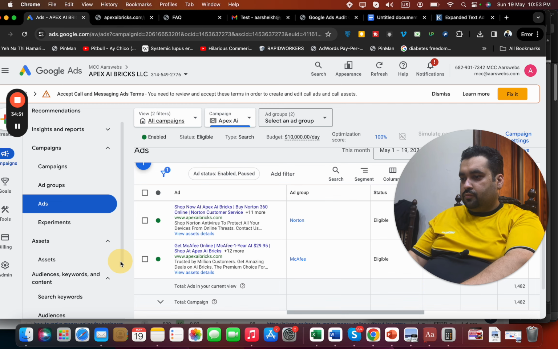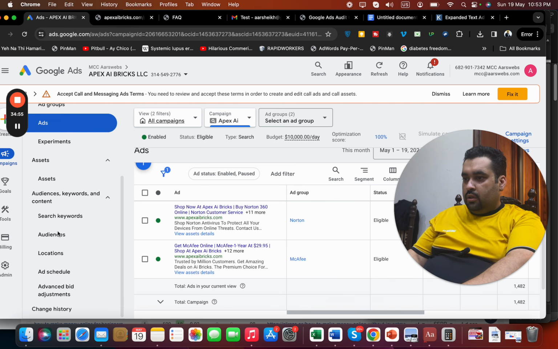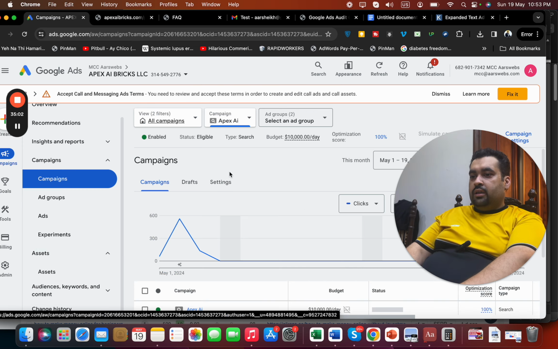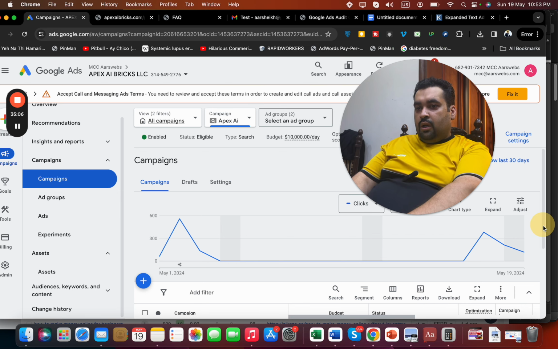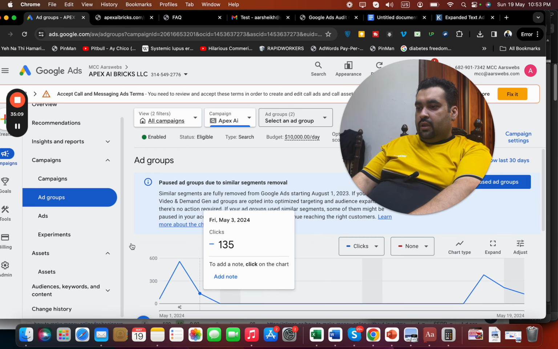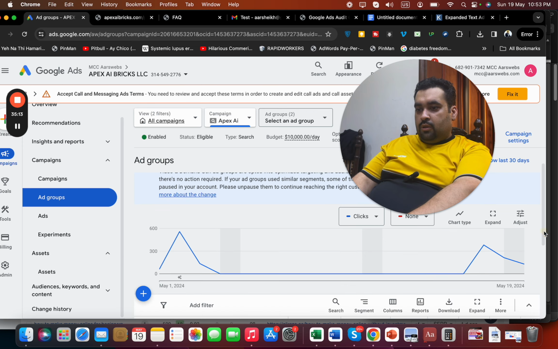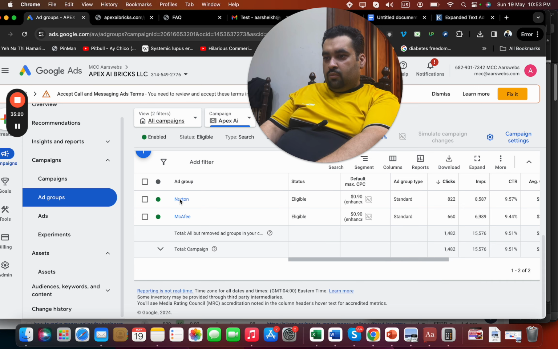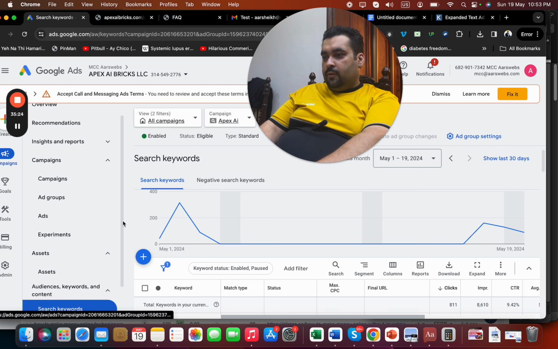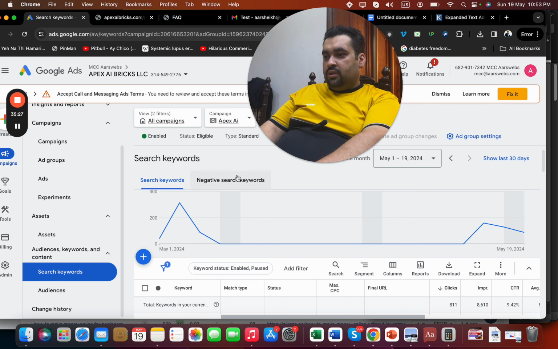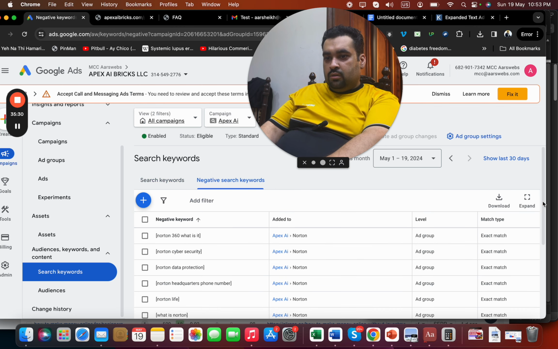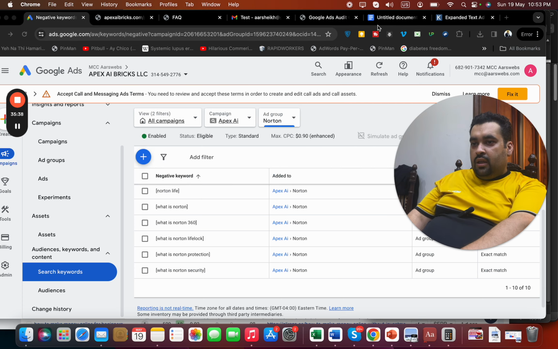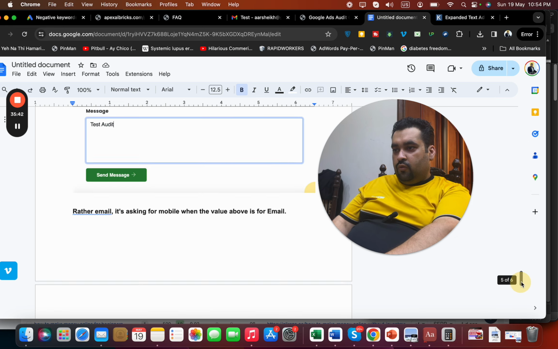Okay, now I want to see more and more data, because the data is what we play on, the data is what we work around. So what I'm going to do now is move to campaigns, and in the campaigns I'm going to scroll below. I will open the Norton campaign, because we are getting the most amount of clicks. Okay, I'm going to see if you have added negative search keywords. Okay, they have added negative keywords, so the optimization regarding negative keywords is being done. So I'm going to move around.